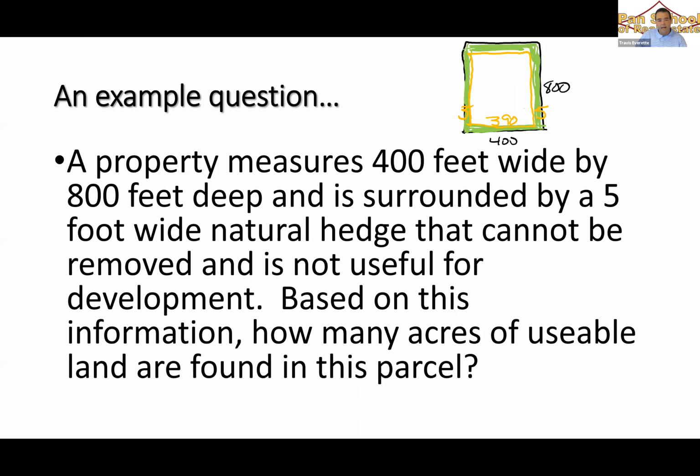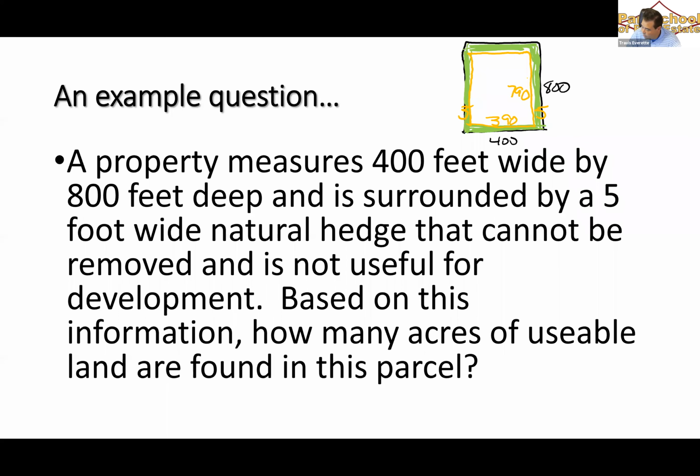How about the depth? Isn't the same thing happening on the depth? Yes. When I look at the depth, this thing is not 800 feet deep. I'm losing 5 feet of the depth on the front and 5 feet of the depth on the back. So how deep is this usable property? 790. So when you see this question, the key to it is knowing how to get rid of that space that's actually not useful. That's the big key here to being able to answer this question, how do we take that space that's in there but not useful and get rid of it?